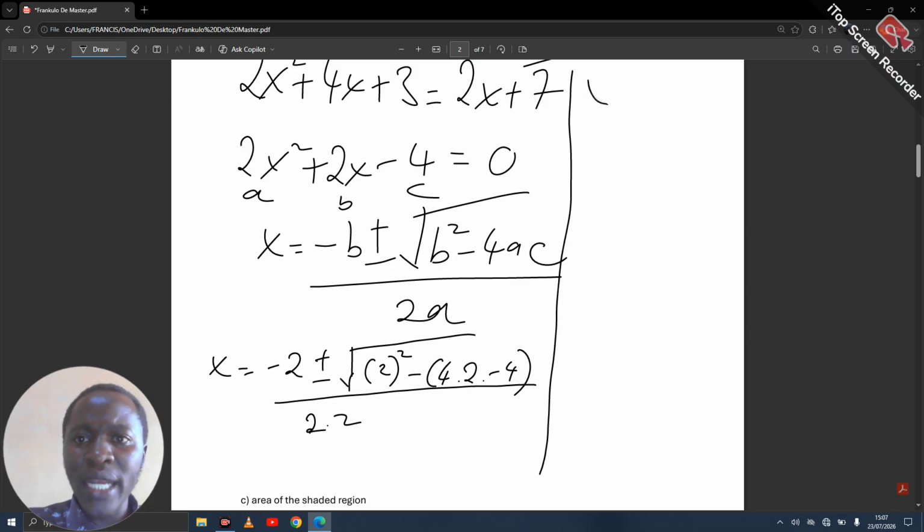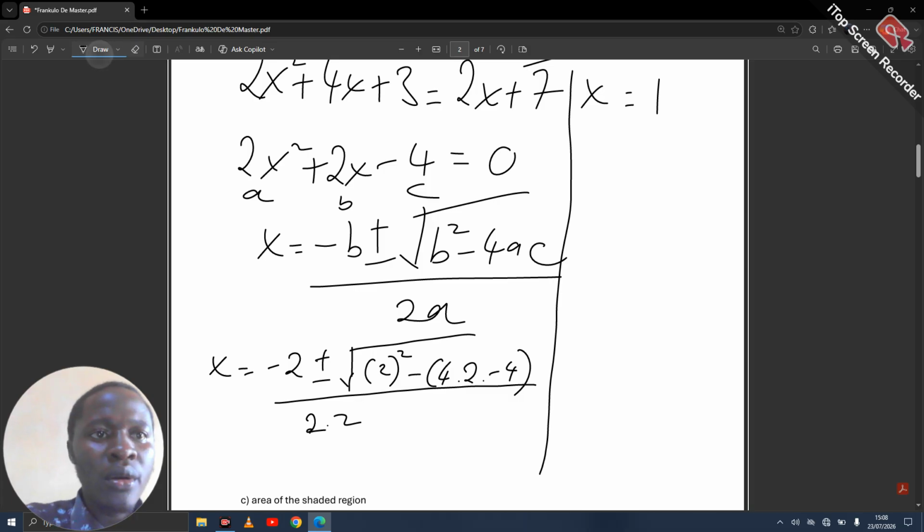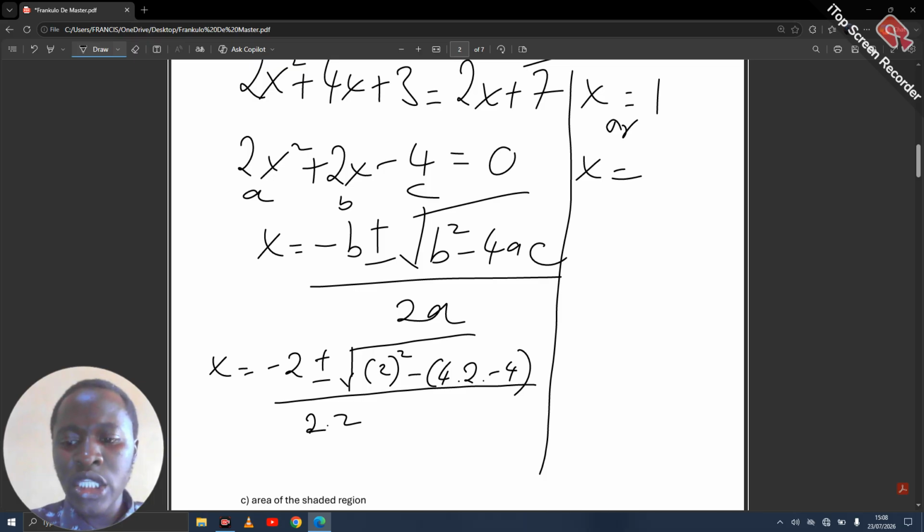So my x1, just punch that one in a calculator. My x1 will be 1 or x is equal to negative 2. Remember, this is quadratic, so you must have two answers.